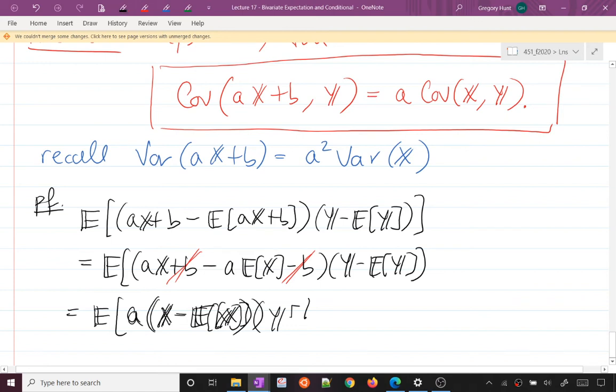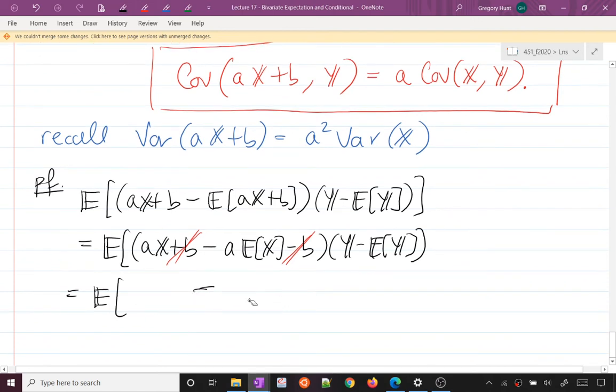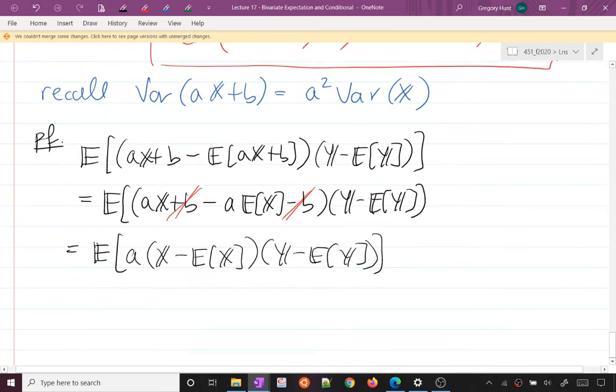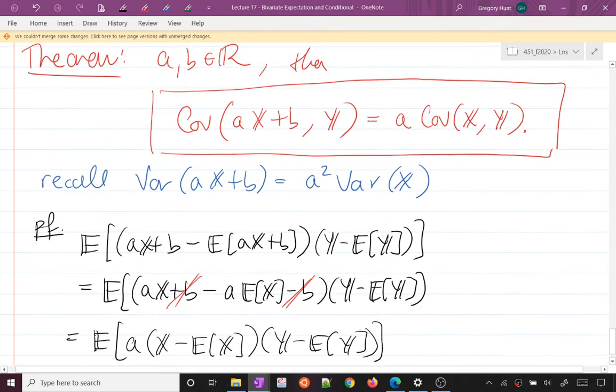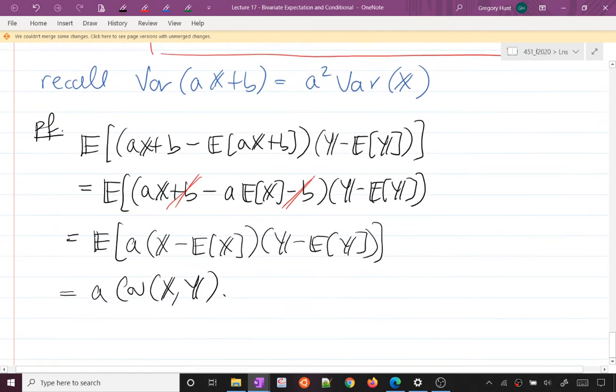X minus EX times Y minus EY. Not that painful of a theorem. A comes out. Expectation is linear. And I'm going to just make a grand claim here that this is the covariance of X and Y. What's left over after I pull out the A is just the covariance of X and Y. And that's exactly what our theorem said.